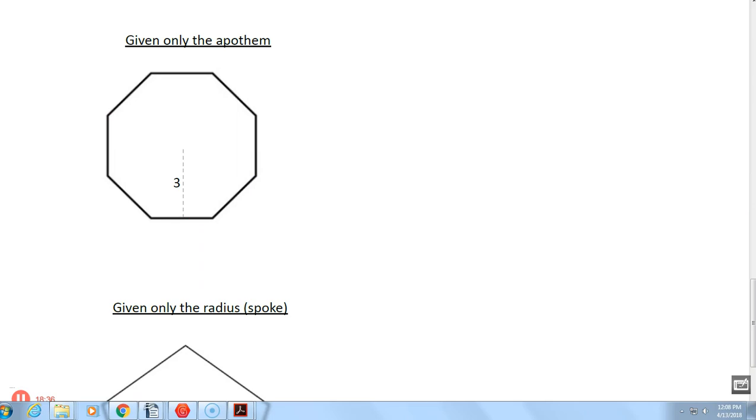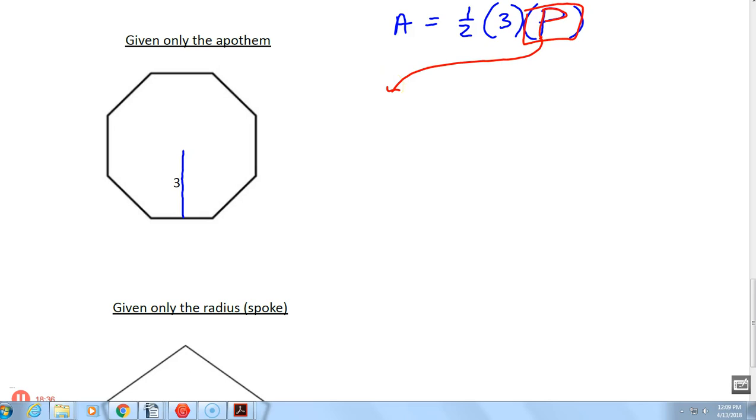So this one I'm only giving the apothem. I know that this line is 3. And I start off my formula. I know A, but I'm missing P. So the whole game is going to be, let's go on a goose chase to get P. Well, I got to draw my triangle. Now a lot of times I don't even draw the full triangle, I just draw this side of it.